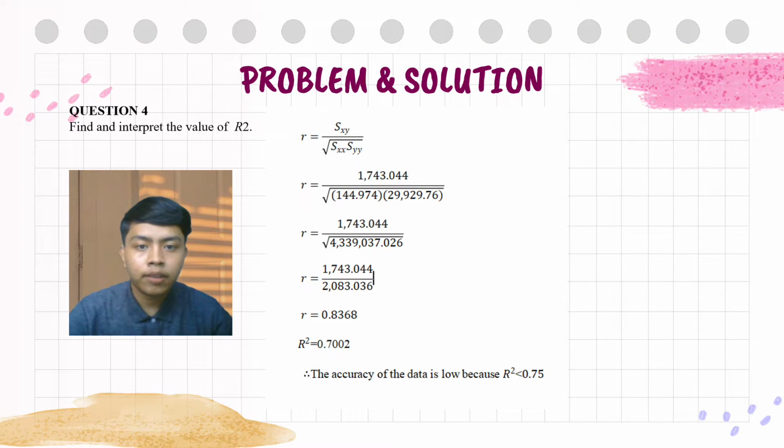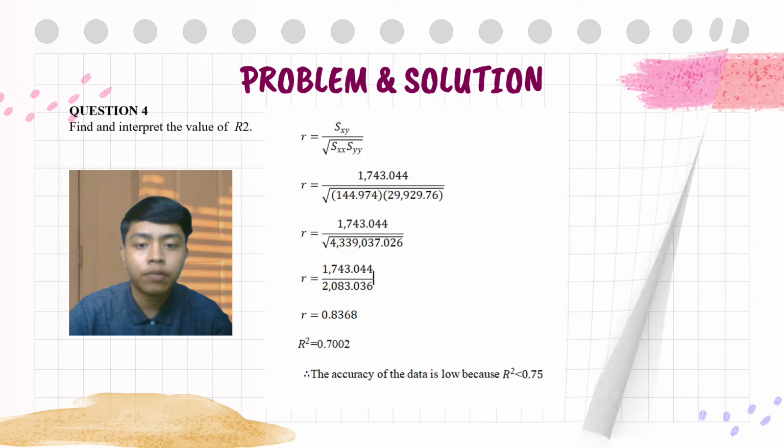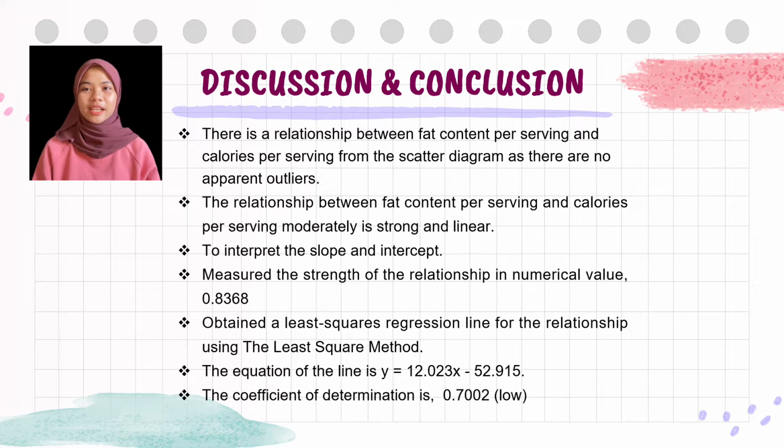Question 4. Find and interpret the value of r to the power of 2 using the equation of r equal to Sxy divided by the square root of Sxx multiplied with Syy. We gain the answer of r equal to 0.8368. Then, we put the power of 2 to the answer and gain the value of r to the power of 2 equal to 0.7002. Based on the answer, the accuracy of the data is low because r to the power of 2 is lower than 0.75. Now I'm going to talk about discussion and conclusion.